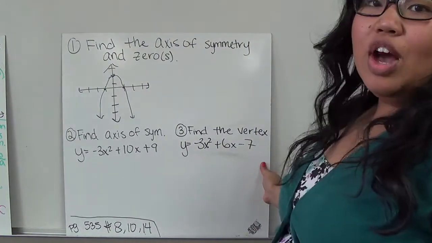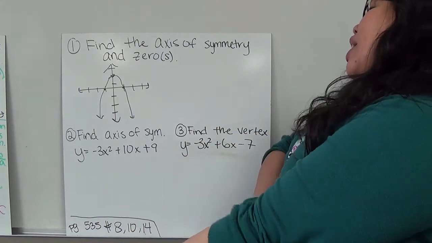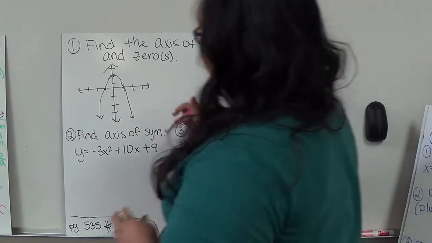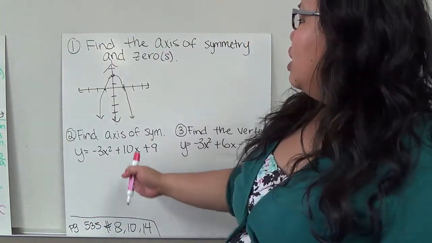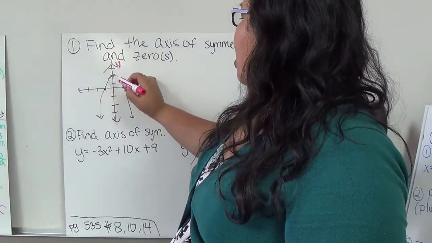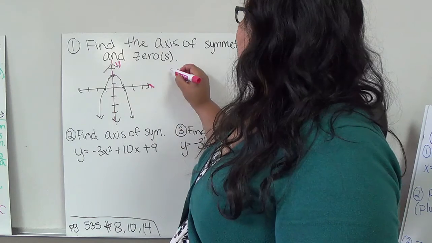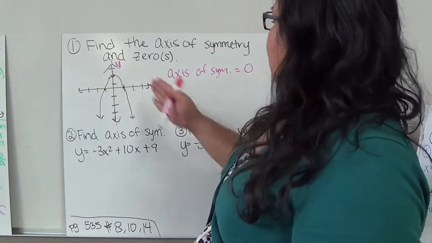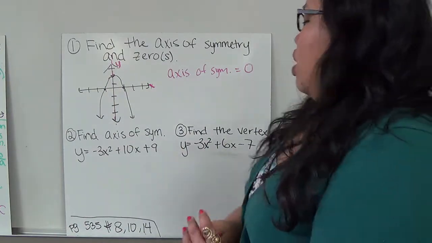Okay. Number 1 says find the axis of symmetry and zeros. So if I look at this graph, the axis of symmetry is right here. The axis of symmetry is where it's cut on the x-axis. Here's my x and here's my y. Because it's cut right here, the axis of symmetry is x equals 0, because it's cut on the 0 line. If it was moved over here, it would cut wherever x is.